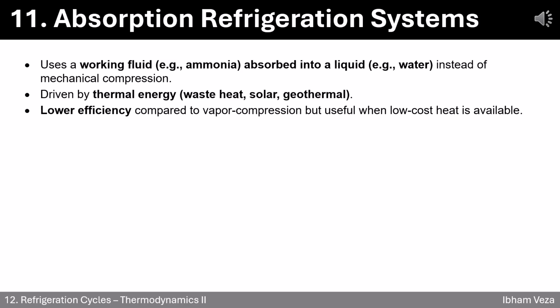11. Use heat instead of electricity when it makes sense. Absorption refrigeration systems break the usual rule. Instead of mechanically compressing refrigerants, they use heat, especially low-grade heat sources like waste heat, solar, or geothermal energy. The trick here is simple. A working fluid like ammonia gets absorbed into water, and heat drives the separation and circulation, skipping most of the compressor work. Yes, absorption systems are less efficient than vapor compression systems, but when cheap or free heat is available, they can be the smart, sustainable choice. It's about using what's already there instead of relying on electricity.